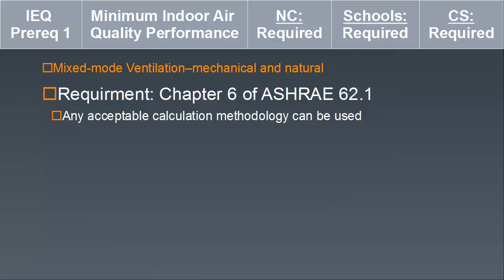For mixed mode ventilation, that includes mechanical systems and natural ventilation techniques, the requirement comes from ASHRAE 62.1, Chapter 6. And in this case, any acceptable calculation can be used that meets that standard. Remember to actually memorize which chapter of ASHRAE correlates to each option. Next slide.